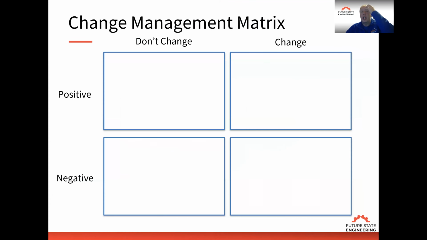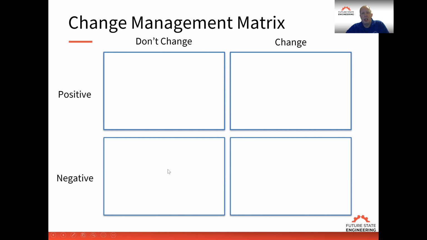When we look at change, we can look at it from this change management matrix. There are two sides of change: there's a positive aspect of change and there's a negative. But on the other axis, there's what happens if we don't change and what if we do change. So this 4-box matrix defines the 4 elements: the positives of not changing, the positives of change, the negatives of not changing, and the negatives of change.